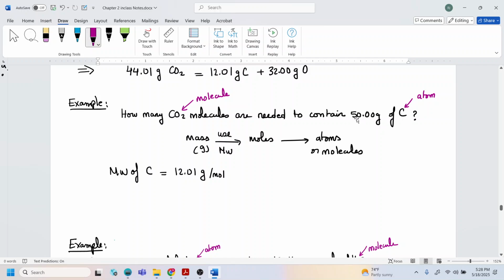So we're going to start with 50.00 grams of carbon atom. This is the mass of the atom. So I'm going to use the molecular weight of the atom. I cannot use the molecular weight for carbon dioxide.